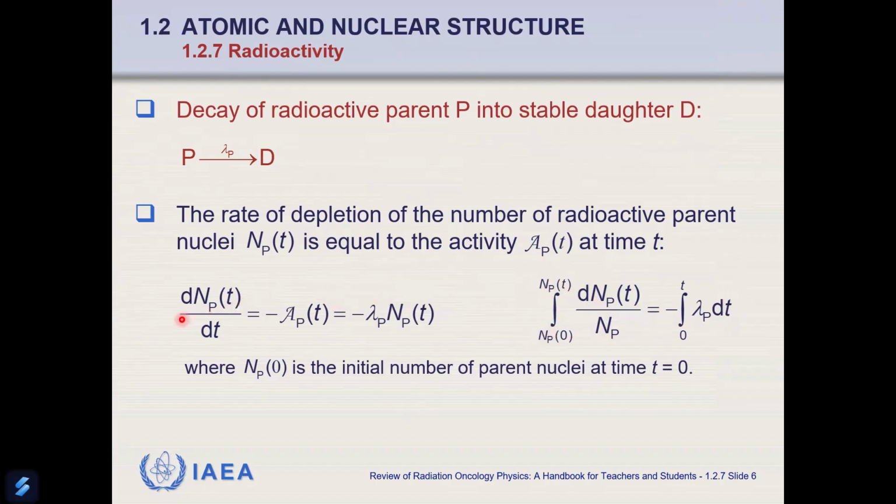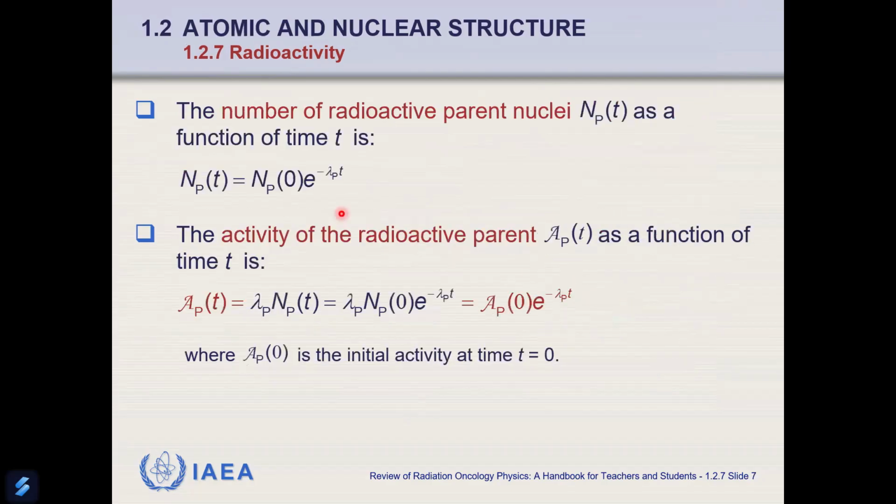Remember, integration and differentiation are like opposite operators. So once you integrate the left-hand side and the right-hand side, then you can come up with the exponential equation. Of course, you put in the limits from 0 to time t, and from NP0, the number of nuclei of the parent at time 0, to the number of nuclei of the parent at time t.